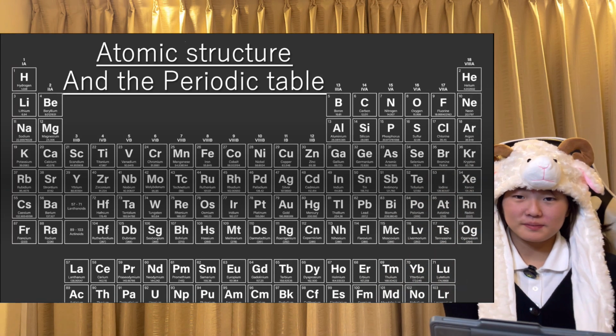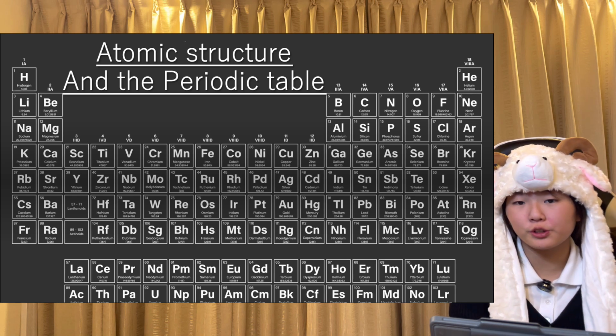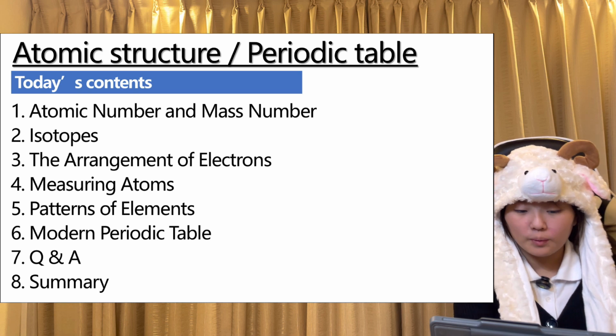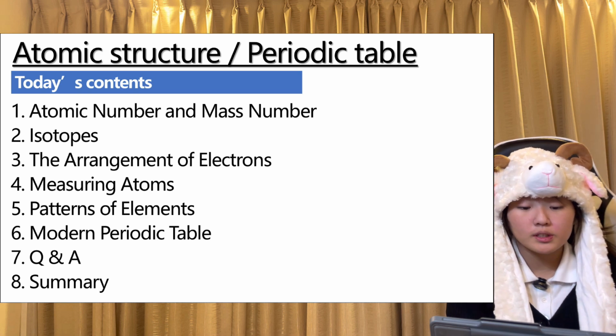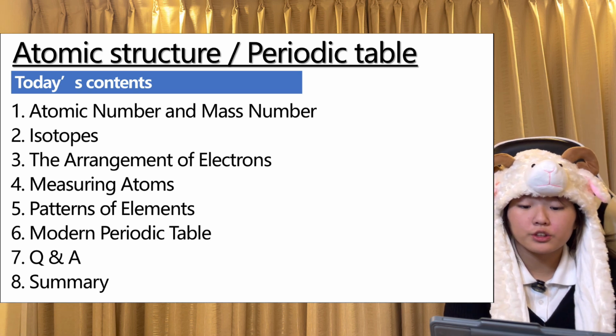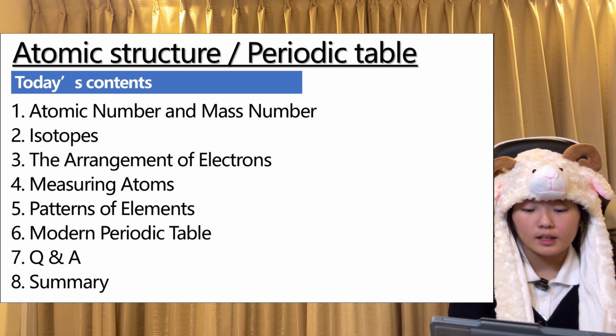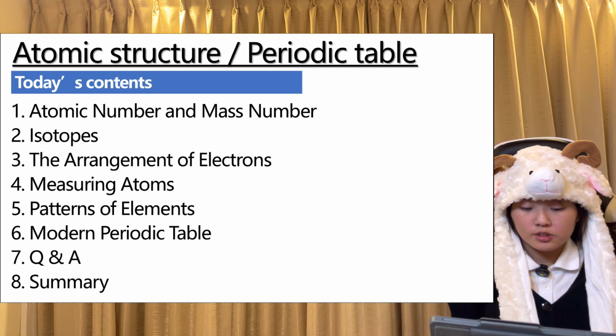Welcome back to our classroom. Today I will be teaching you about atomic structure and the periodic table. Today's contents contain what atomic number and mass number are, isotopes, the arrangement of electrons, measuring atoms, the patterns of elements, the modern day periodic table, questions and answers, and a summary.